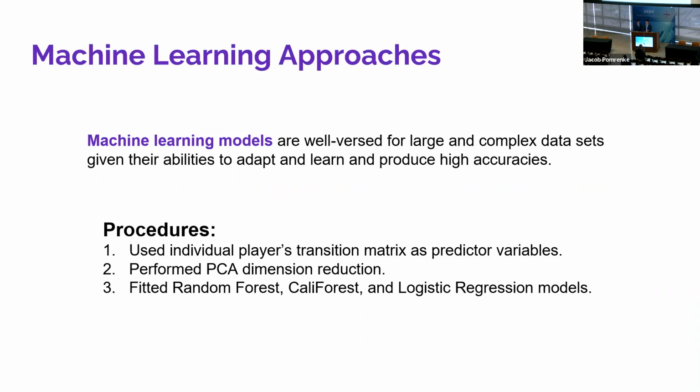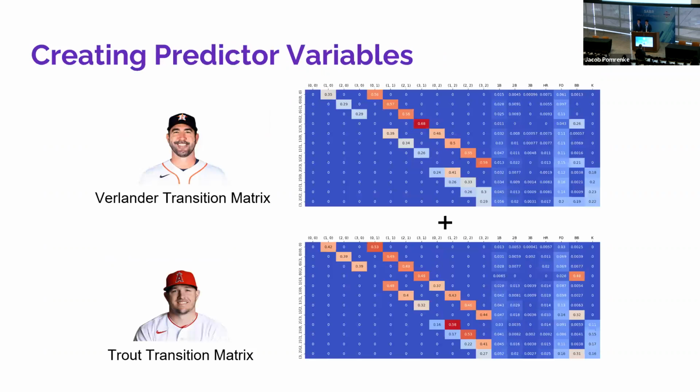So for each plate appearance, or each matchup, we used the individual players' transition matrix as the predictor variables. And then we performed a PCA dimension reduction technique to it before we fitted 3 different machine learning algorithms for comparisons. And just to help you visualize it a little better, here's another example between Verlander and Trout. And on the right is their individual transition matrix.